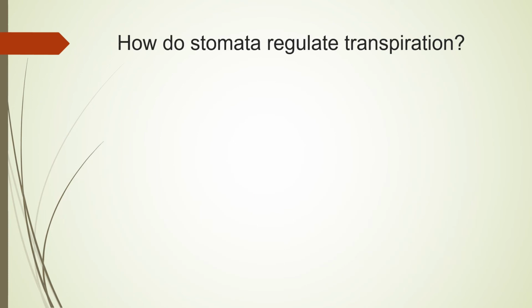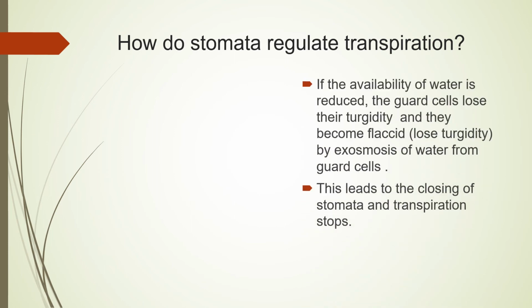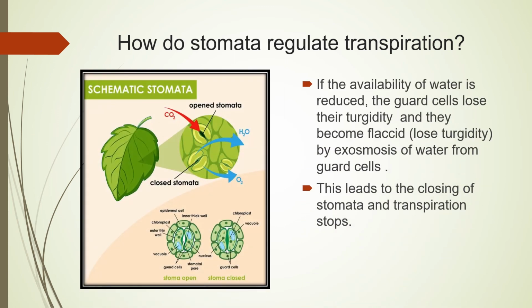So this is the continuation of how stomata regulate transpiration. Let us see. If the availability of water is reduced, as I told in the previous slide also, the guard cells lose their turgidity and become flaccid. They are in the turgid state when the pores are open, and at night they become flaccid and the pores close by exosmosis.